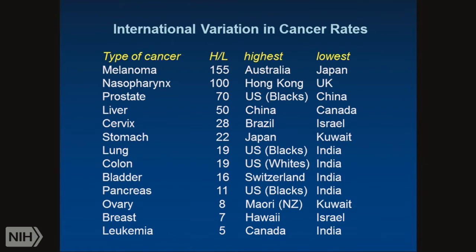For instance, chronic lymphocytic leukemia. But chronic lymphocytic leukemia, which is the most common adult leukemia, has no known extrinsic environmental causes, but it has some strong genetic causes. So that may be an exception.